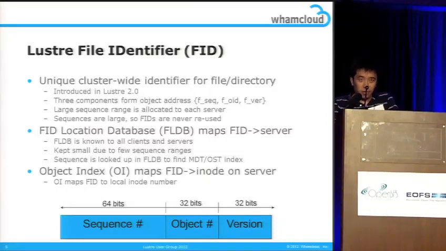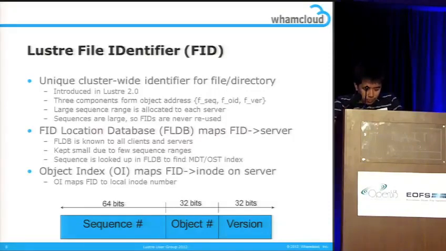And of course, for efficiency, you first request a sequence of FIDs. You don't need to go to the MDT, to the server, every time to get the FID when you create a file. Then there's also a FID location database to tell you where the server is. So if the client wants to do something, it needs to check the FLDB first to know where the FID, where the object, is located.